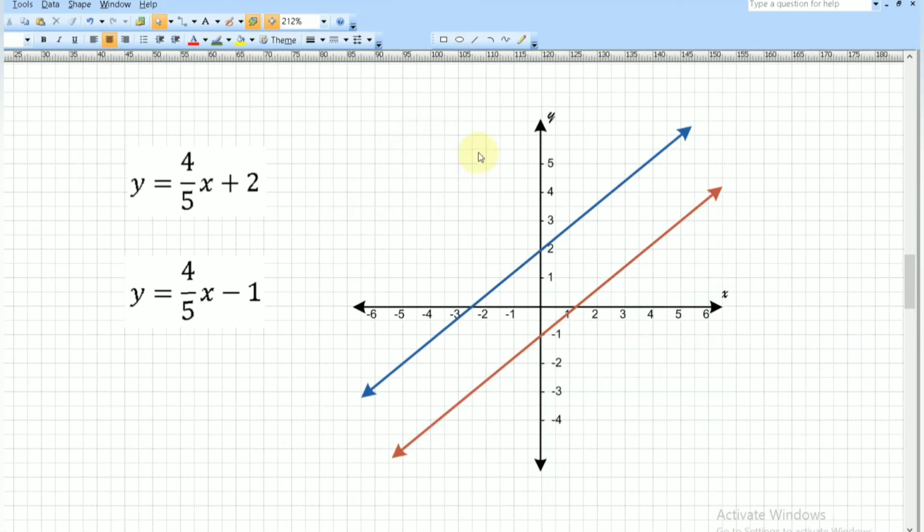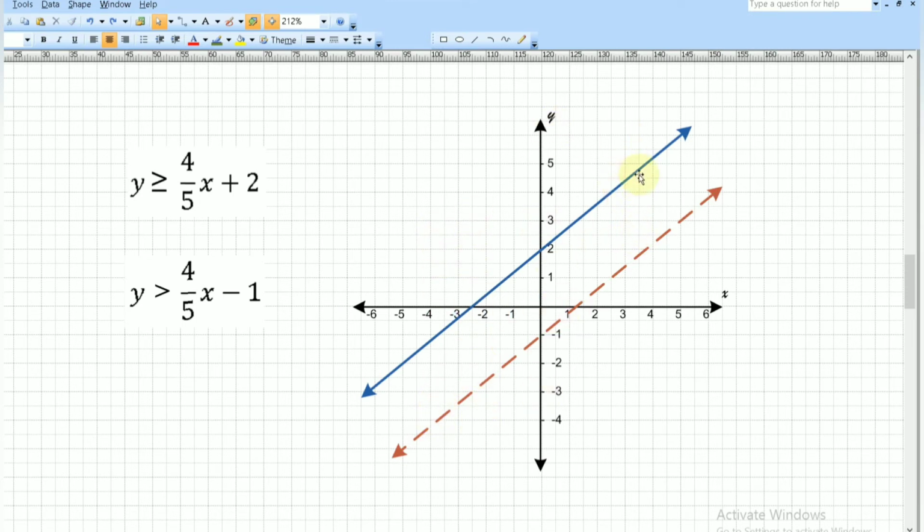The last example for this section is if I change it into greater than or equal to for the first one and greater than only on the second equation. Of course this one is still solid, since it's greater than or equal to, and the solution is the area above the line. So this one. And for the second one, since it is greater than only, it will be a dotted line, and the area being shaded is also above the line.